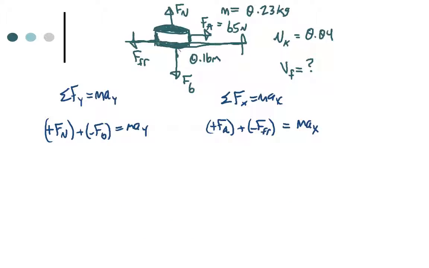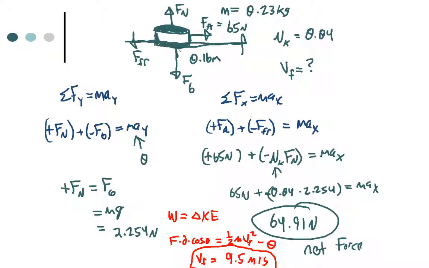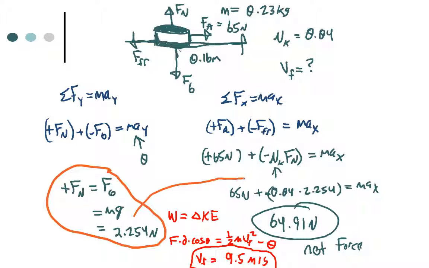Okay, so we can set up our sum of the forces for both, and we end up getting the normal force equal to the force of gravity again. So the normal force is 2.254, which we place into our normal force here, multiplied by the coefficient, which is 0.04. So it takes away from the 65, only 0.09 newtons is the friction, so not very much. And so this is the net force, and then with the net force we come into work equals a change in kinetic energy. We should get a final speed of 7.5 meters per second.